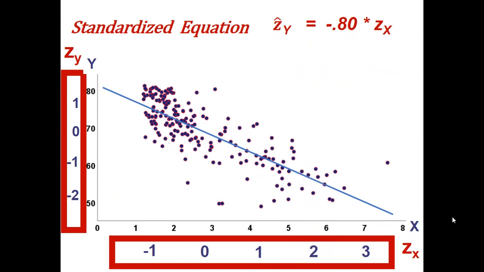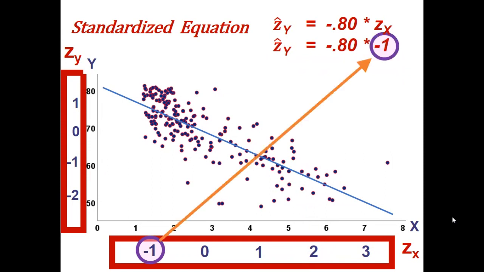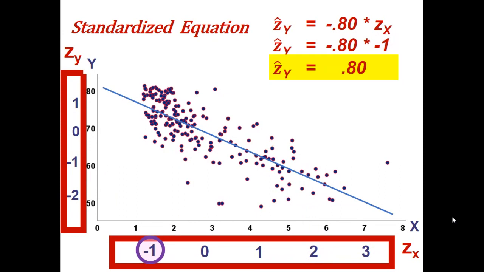So let's try it again. Let's make a prediction about a country where fertility is 1 standard deviation below average. That is, the z of x is negative 1. The United States and Mexico have fertility in this low range. So we can plug negative 1 into the equation, and we do the math, and we see that the predicted z of y is 0.80. And here's the result using the prediction point on the regression line.